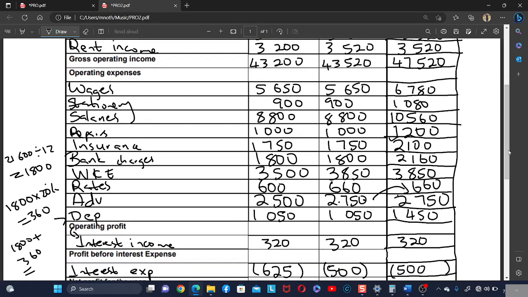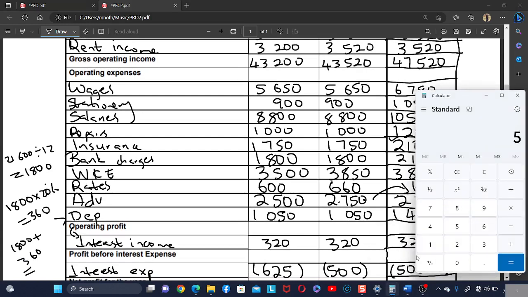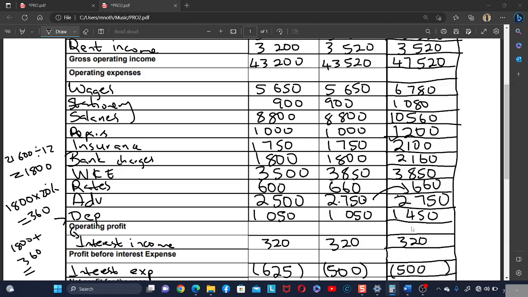Now let's do the calculations. Let's calculate all these expenses. So 5,650 for July plus 900 plus 8,800 plus 1,000 plus 3.5 plus 600 plus 2.5 plus 1,050. So the operating expenses, they are 27,550.